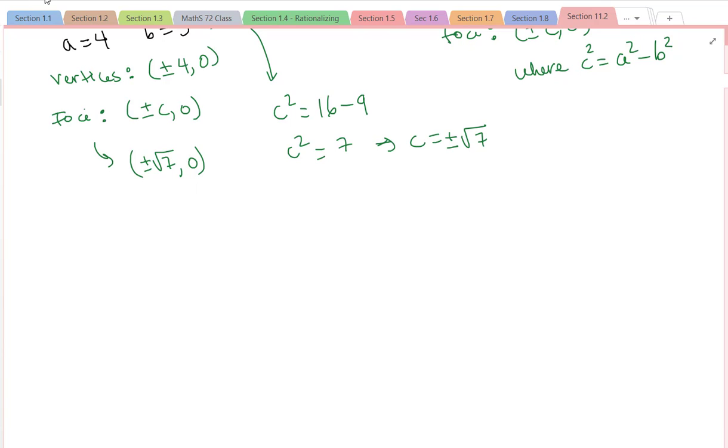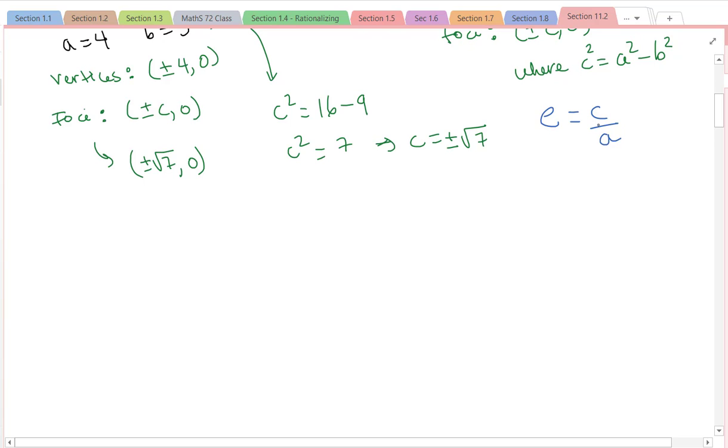So the eccentricity, remember we said is the ratio of c to a. So we want to see how close or how far apart these are. If they're really close, it's going to be a very elongated ellipse. If they are very far apart, it's going to be close to a circle. So the eccentricity in this case is going to be c, the square root of 7, divided by a, which was 4. When you put this in a calculator, we get 0.66, which is closer to 1, so it's going to be slightly more elongated than circular.